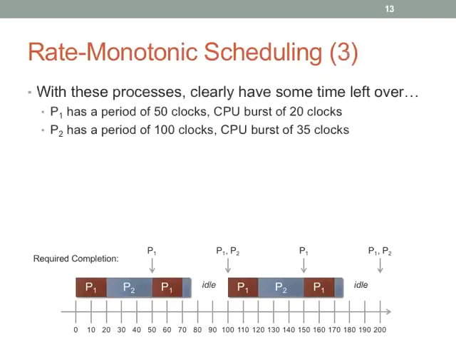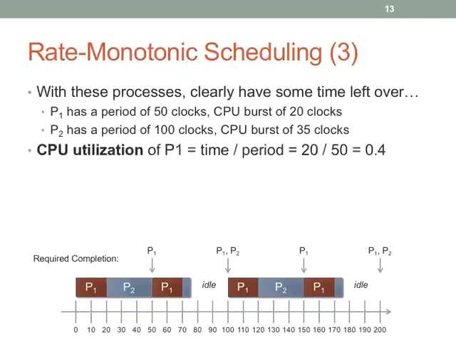So you can see that we have time left over. So you might say, hey, you know what? We could either add more processes, or we could go ahead and have longer CPU bursts for these things. We have a couple of different options. So we can actually quantify this as the CPU utilization.